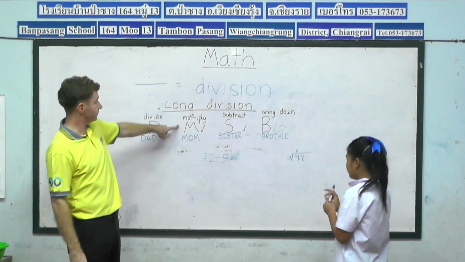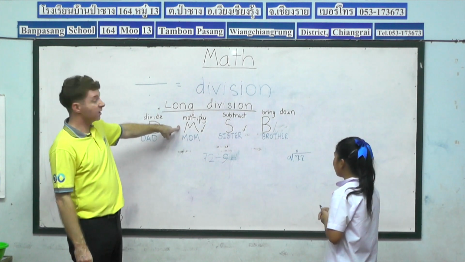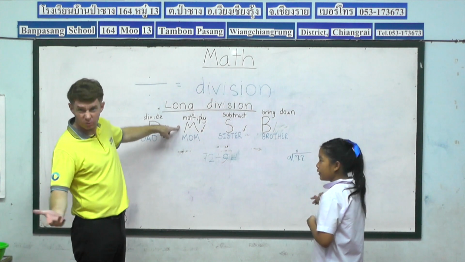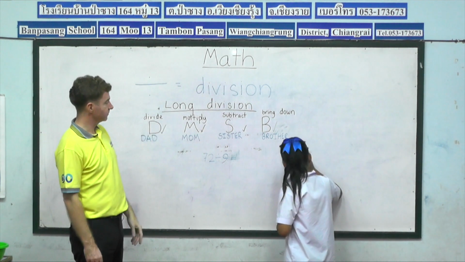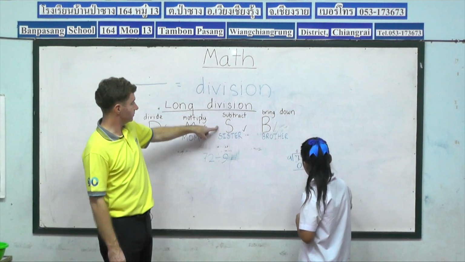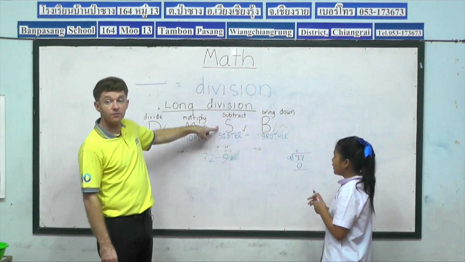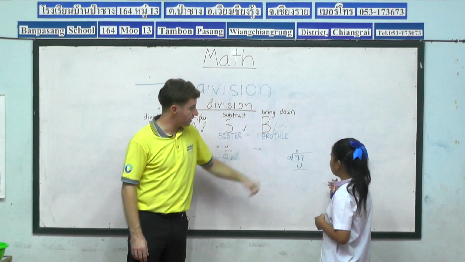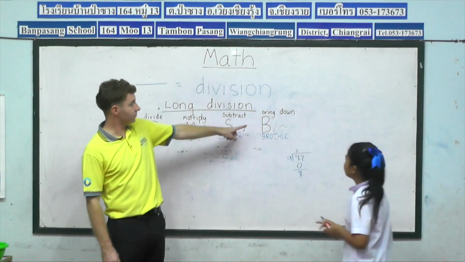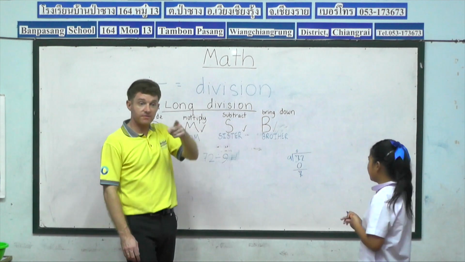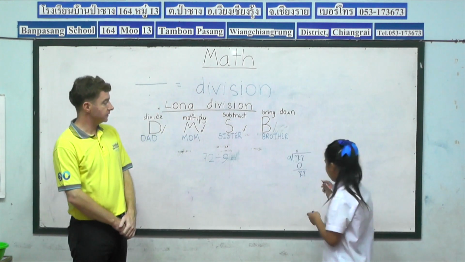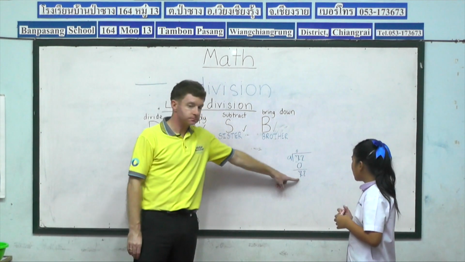So now, follow the steps. 9 multiplied by 0 equals 0. Okay? So now we have to subtract. 7 minus 0 equals 7. What's our next step? Bring down. Okay, so now we bring the 2 down. Now what number do we have at the bottom?